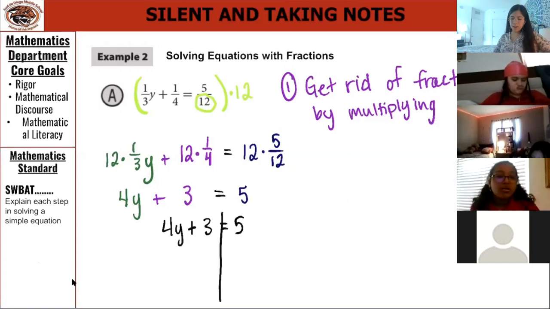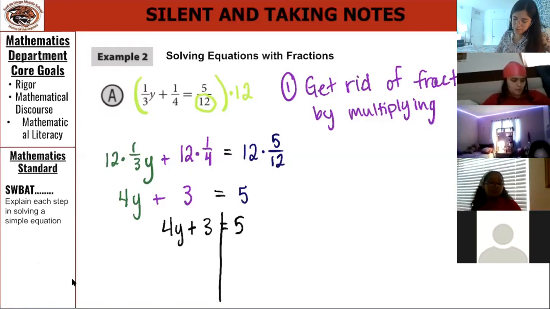Okay, all right, so my two remaining steps, so this next step is technically step 2. I'm going to subtract. So this is my subtraction property. So I do -3, -3, and I get my 4y equals 2.